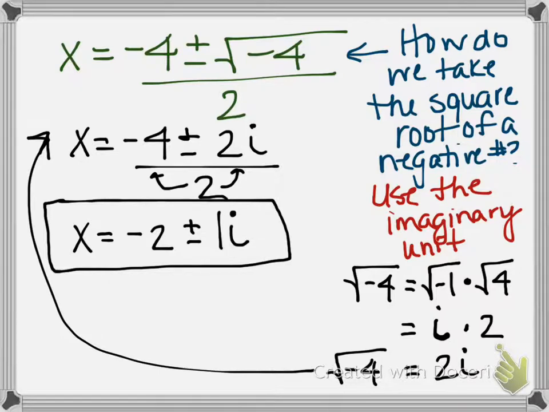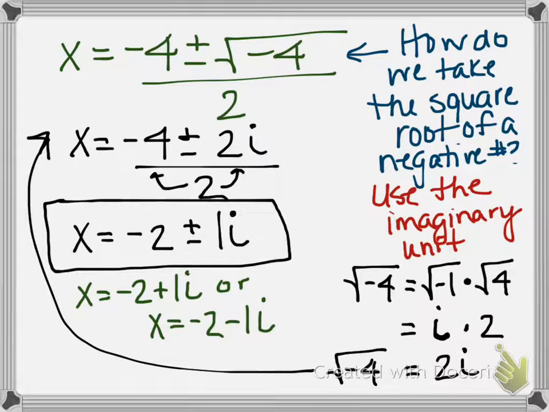Okay, it's two solutions. We could write it, if you wanted to, as x equals -2 plus 1i, or x equals -2 minus 1i. So there are two solutions there. That's what that plus or minus means, remember. I just kept it a little bit simpler so that we don't have the two different numbers.